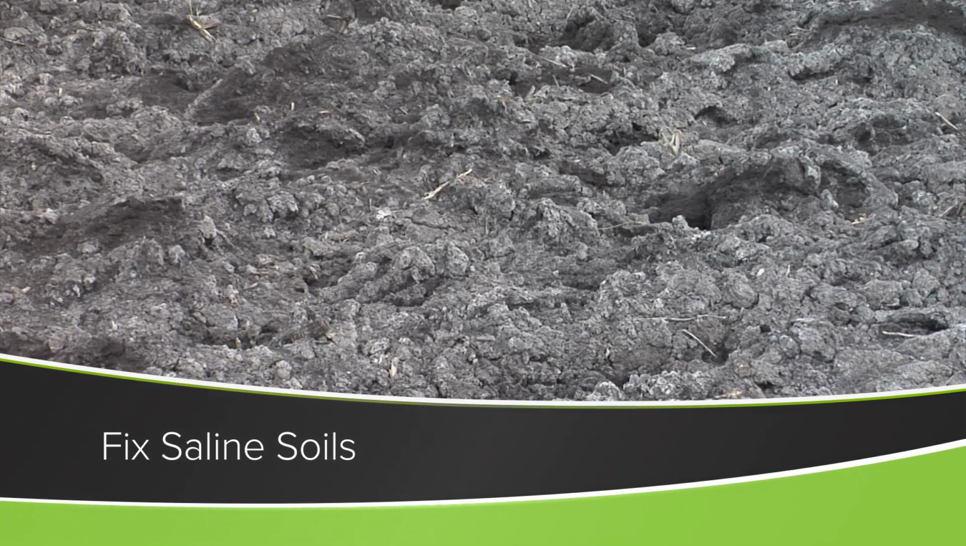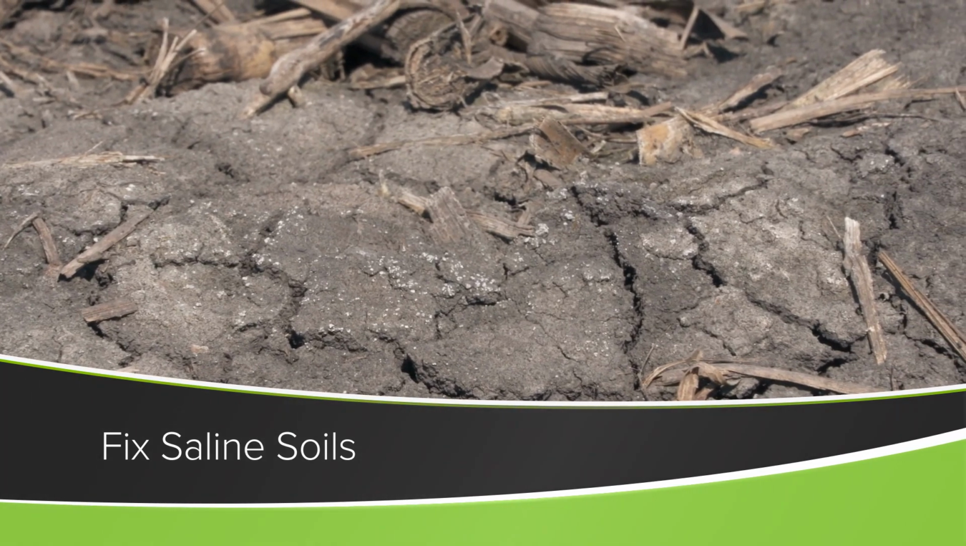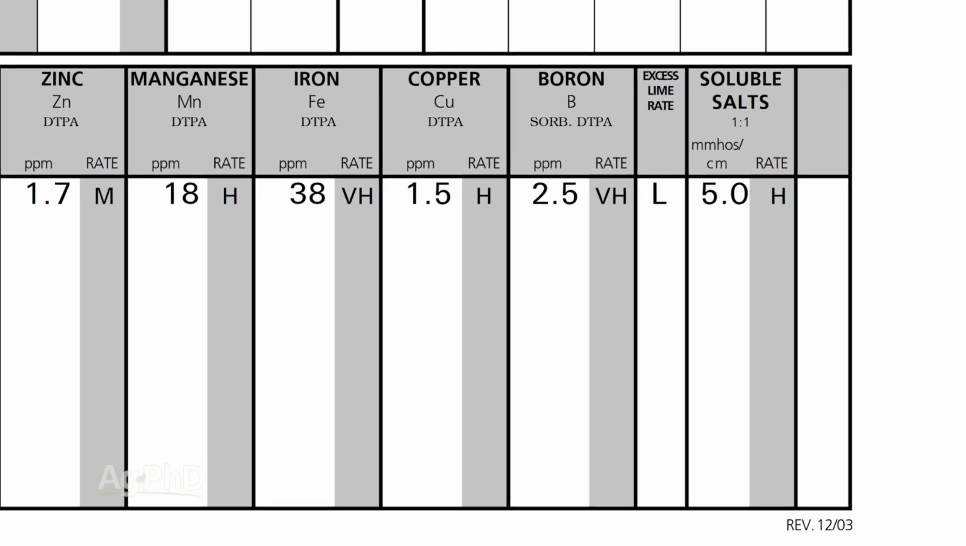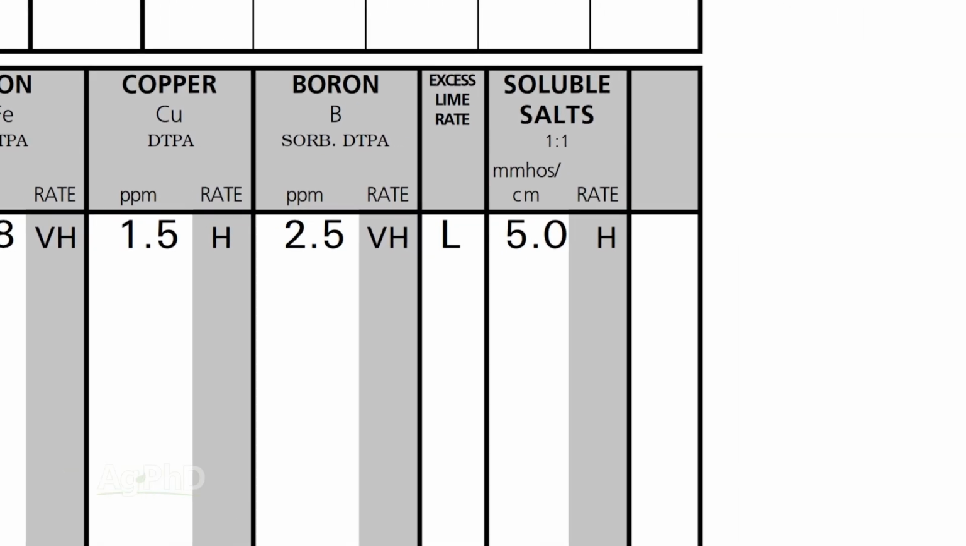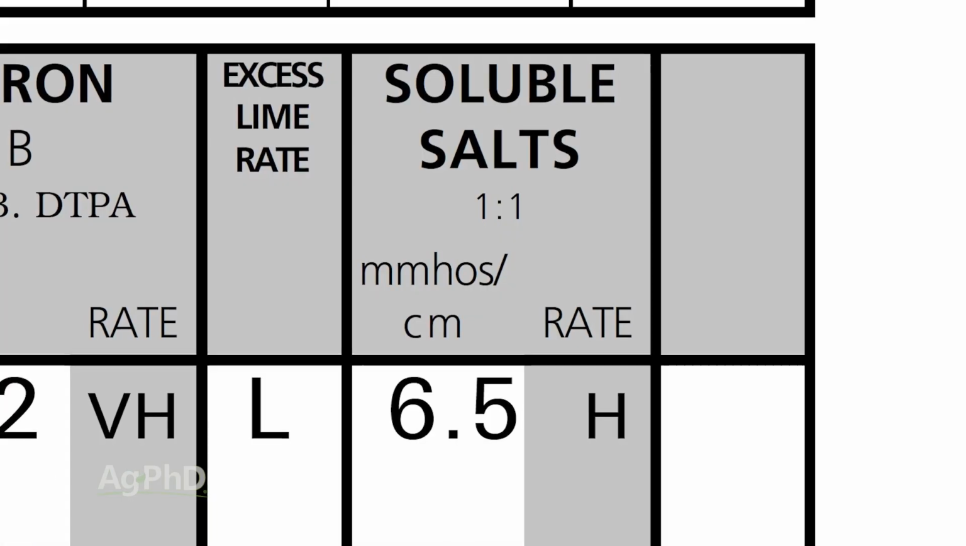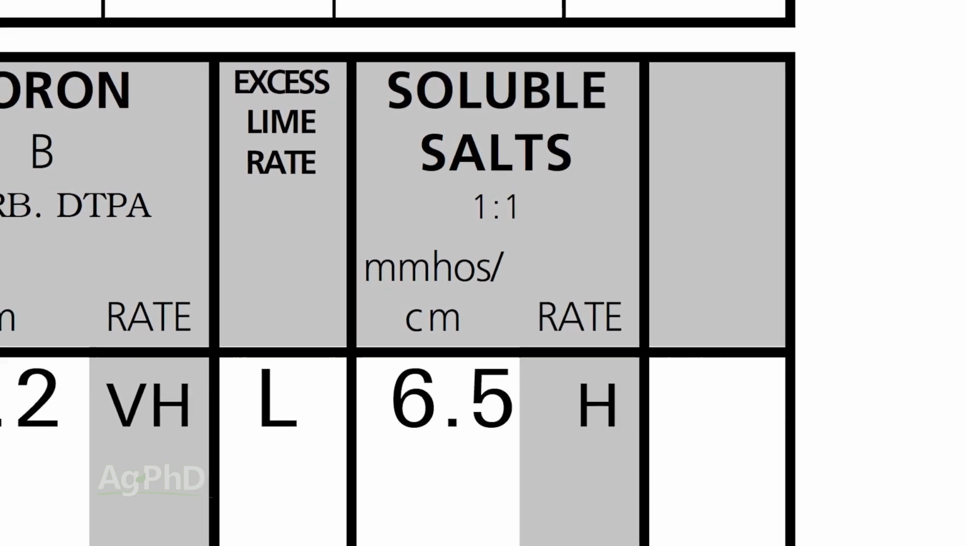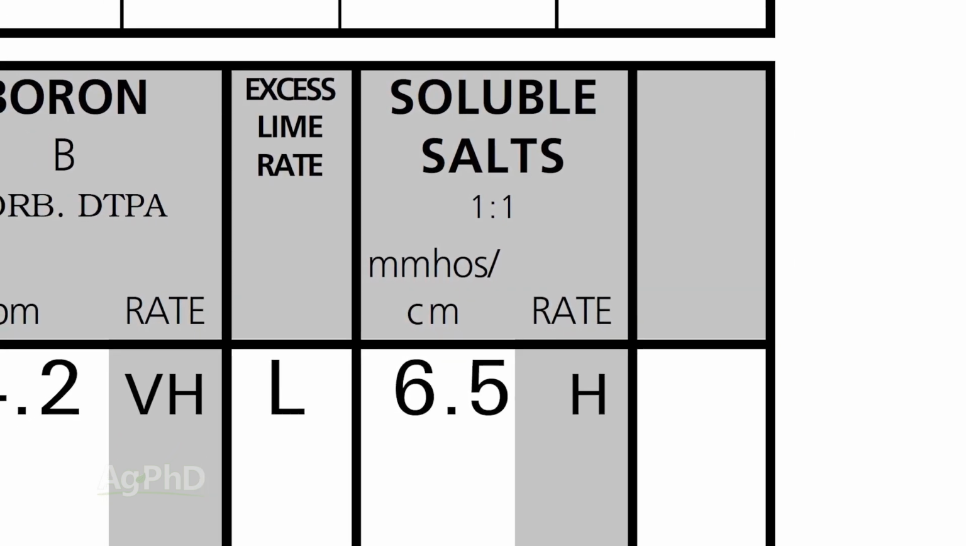Today we're going to talk about how to fix a saline soil. Let's first talk about what is a saline soil. Well, really all it is where you have excess salt. So right on your soil test, you can look at the salt level that you have there, or soluble salts, and when you see that number high, well, you've got an issue. What this usually stems to is a poor drainage situation.